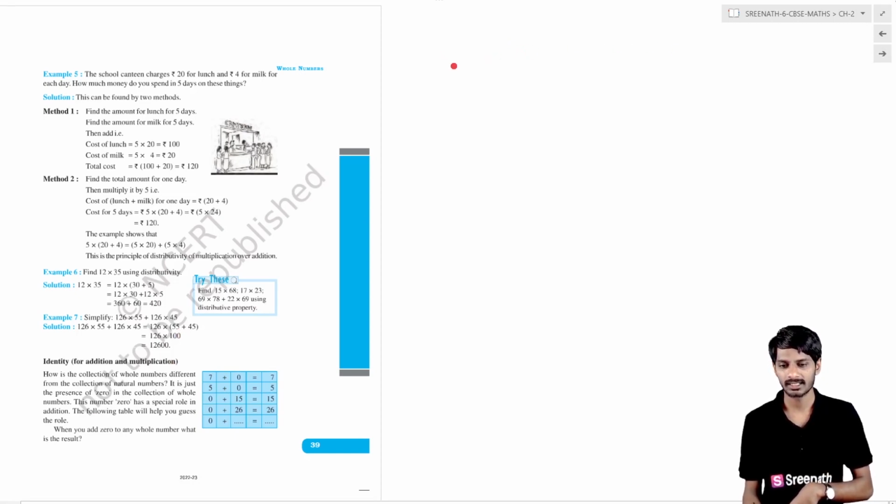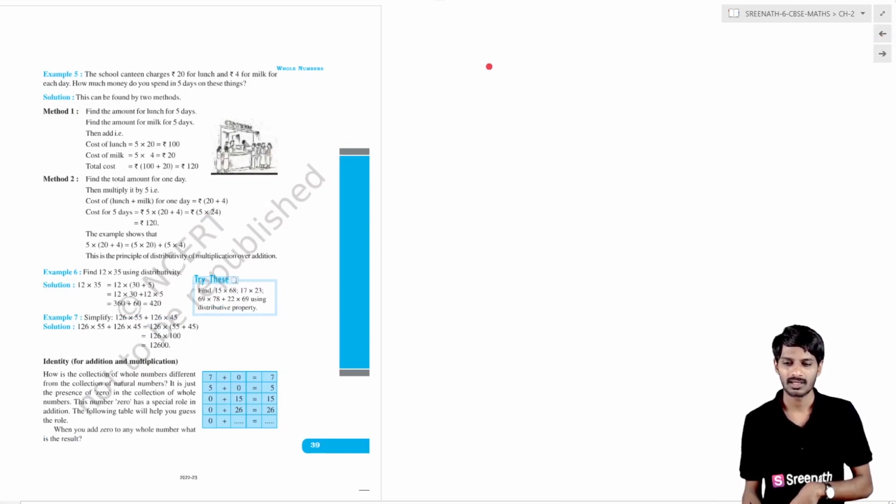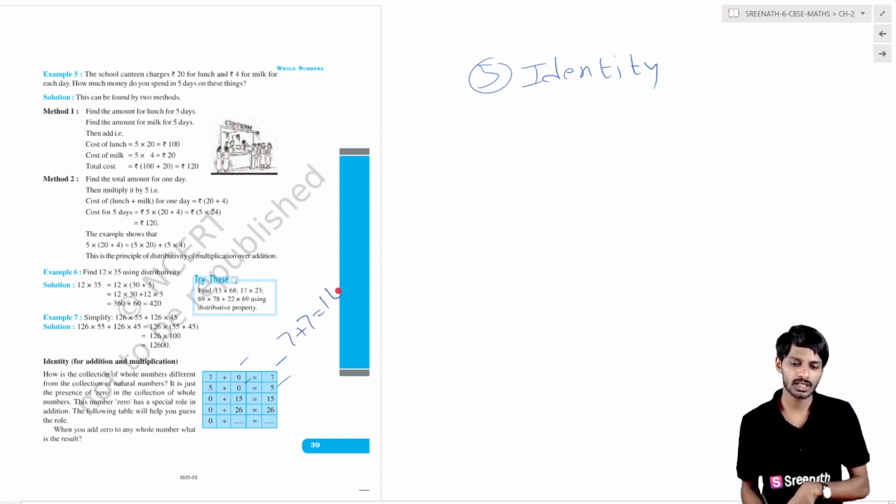What is identity? Next property is identity. Basically, if you add 0 to 7, you will get 7. If you add 0 to 5, you will get 5. But if you add 7 to 7, you will get 14. So if you add any number to any number, you will get some other number. But whenever you add 0 to any number, you will get the same number.